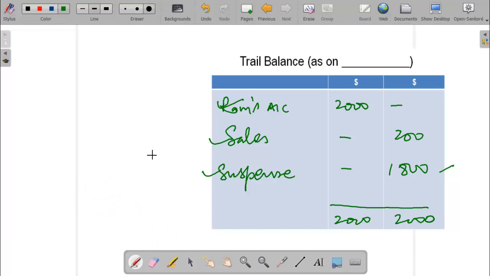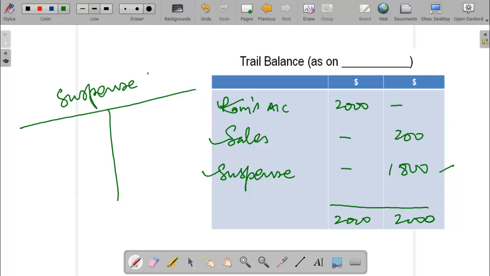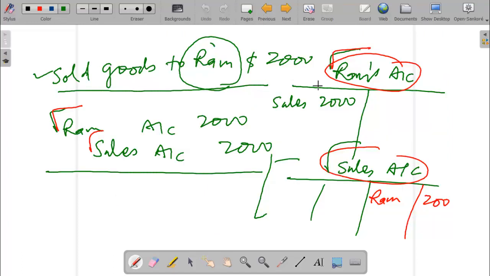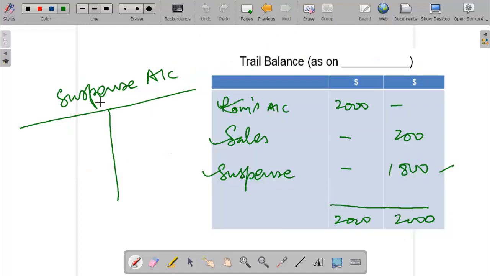After doing this, one more account I will open in the ledger. And which account? Suspense account. Already there are two accounts opened in the ledger, Ram's account and sales account. But after preparing the trial balance, we get to know that we have to open one more account in the ledger, and the name of that new account is which one? Suspense account, with the amount 1800. Now tell me, 1800 is in which column? Debit column or credit column? Credit column, isn't it?